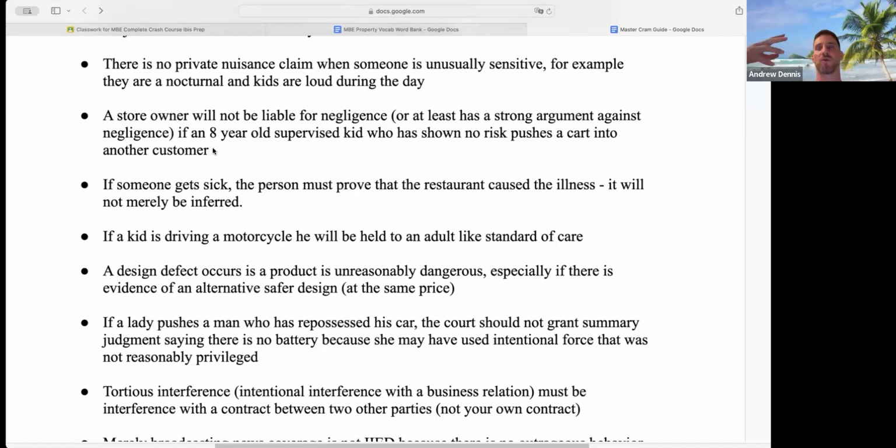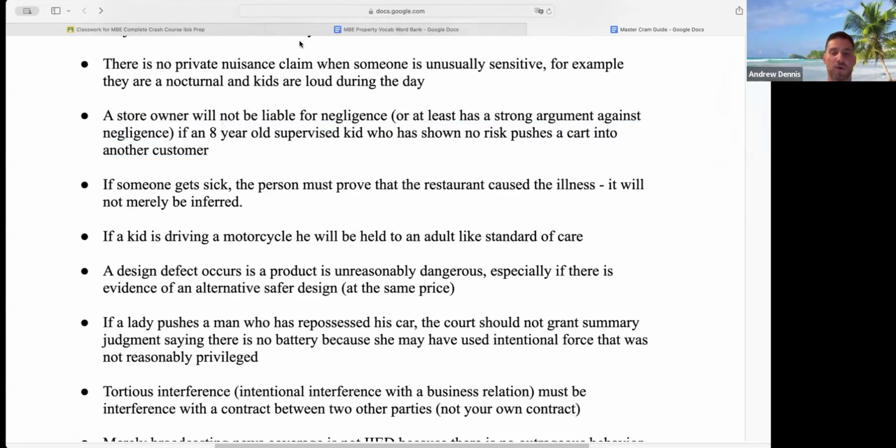And if anyone's watching this recording, Brooke is a 5-year-old child that I left in charge of teaching class at the beginning. And this is what I wanted her to teach: a store owner will not be liable for negligence, or at least has a strong argument against negligence, if an 8-year-old supervised kid who has shown no risk pushes a cart into another customer, right? They had no duty. Having no duty is usually the first argument to not being liable.